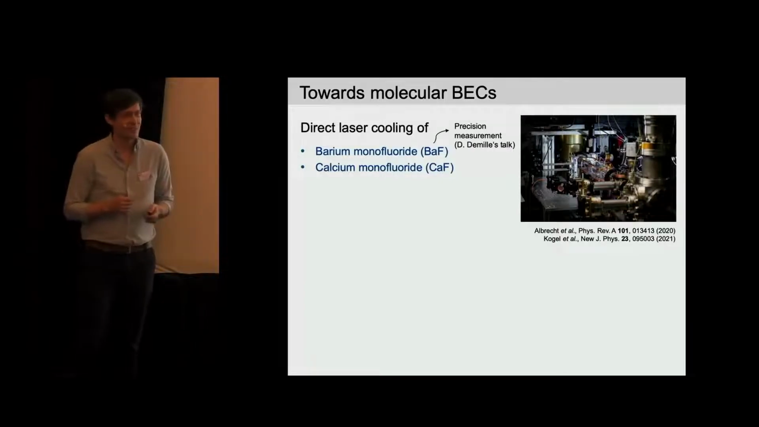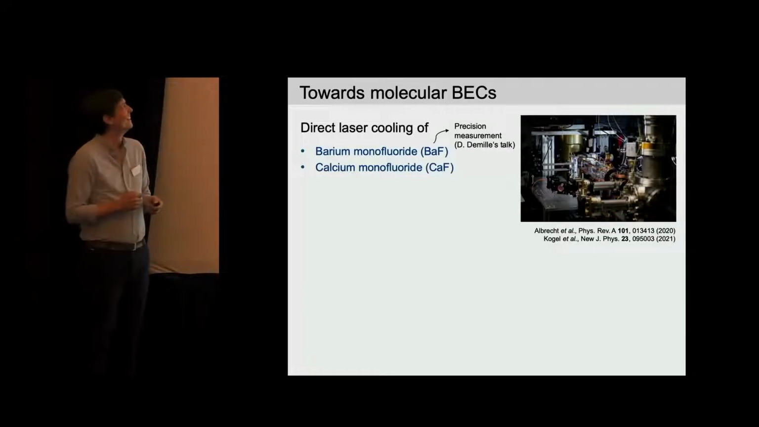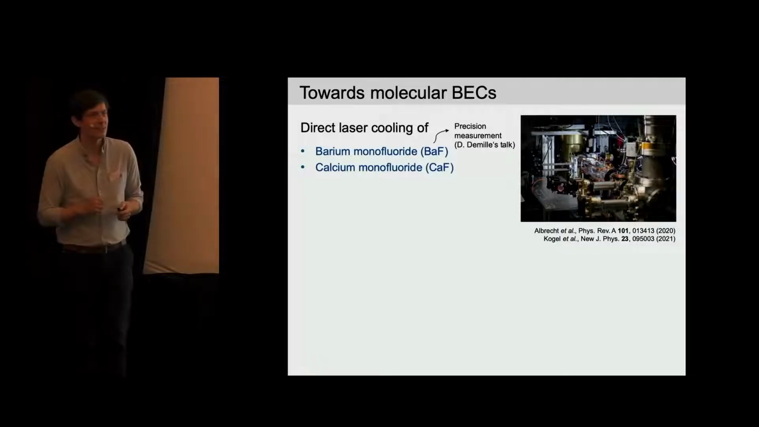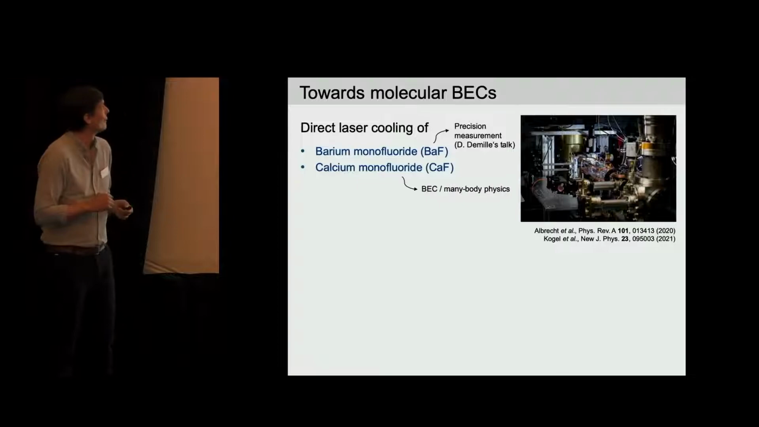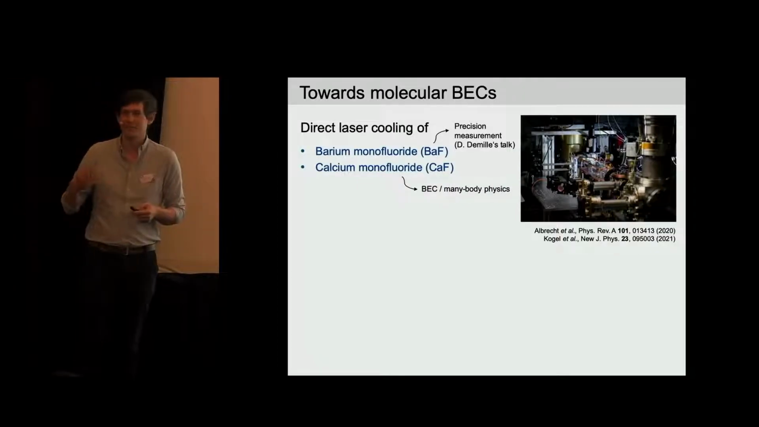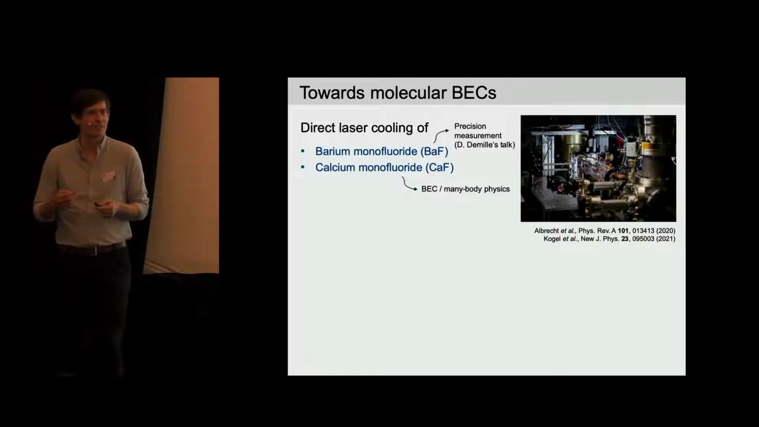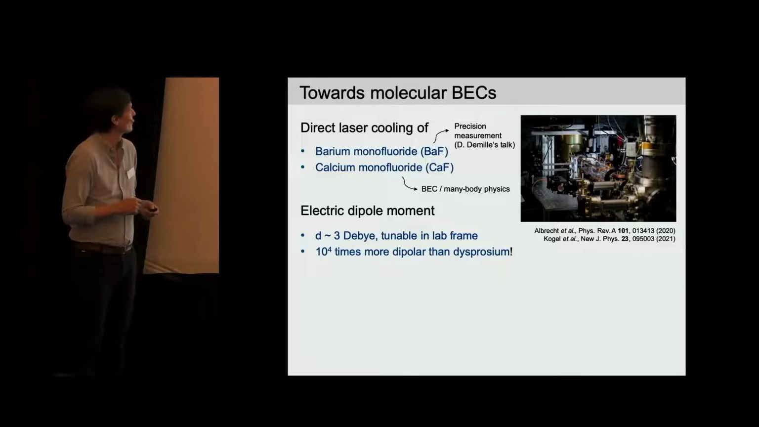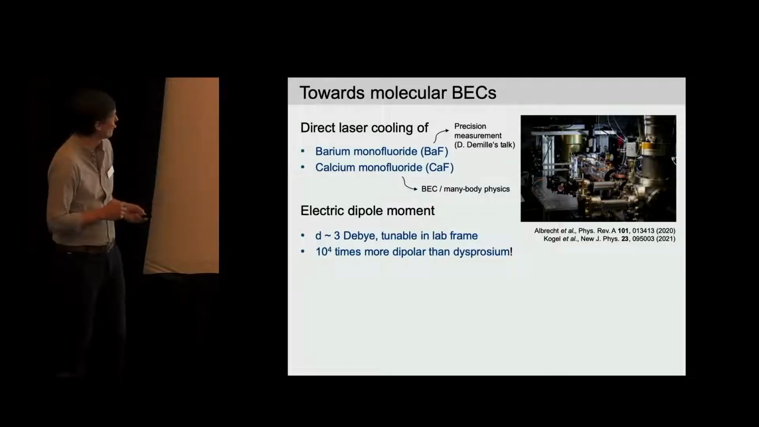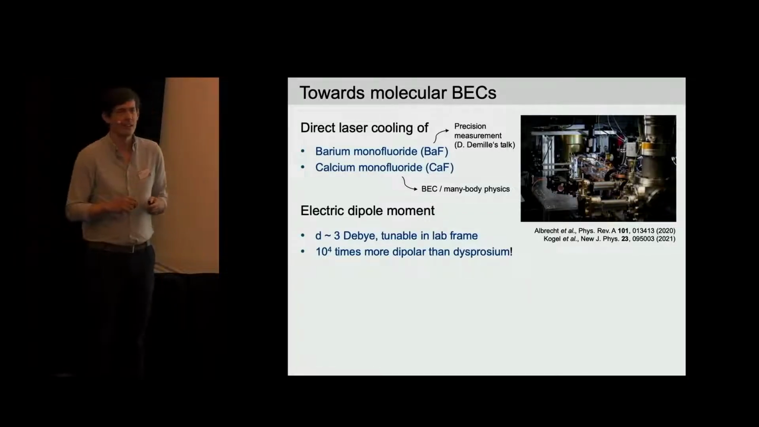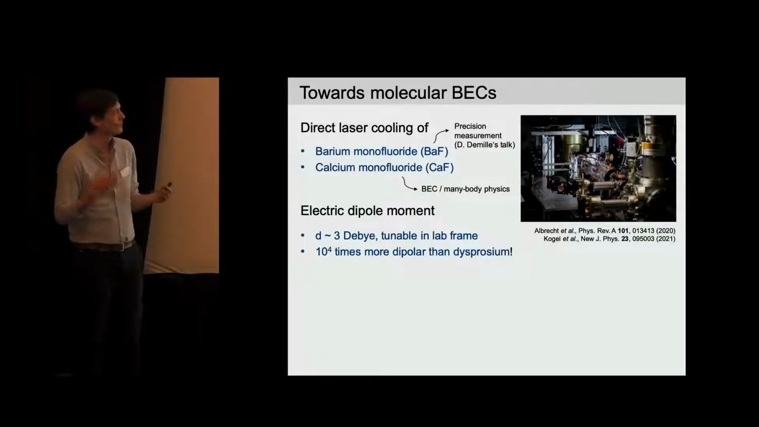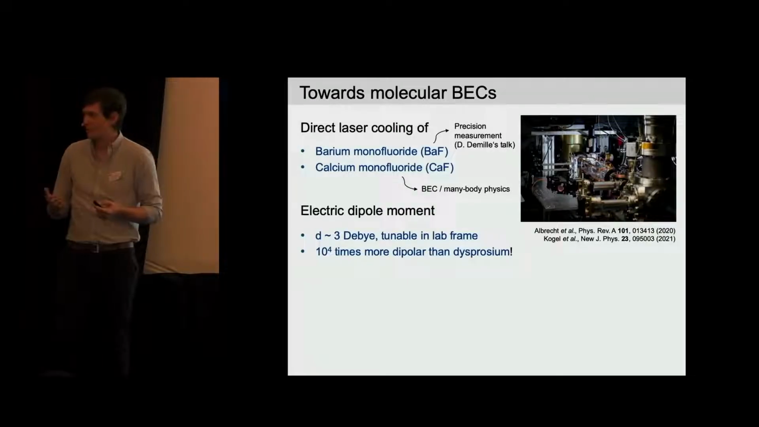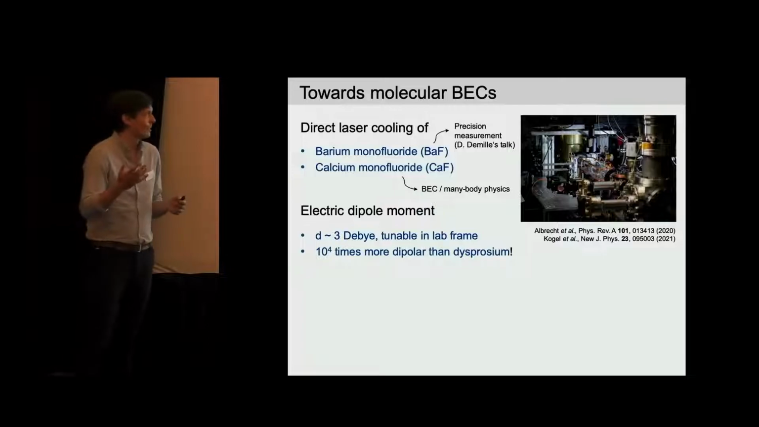Barium monofluoride is actually a very hard molecule to cool because it's very heavy, but this makes it very interesting for these kind of precision measurements that you heard about earlier today, whereas calcium monofluoride is sort of starting to be established as the new rubidium of molecules. A little bit easier to cool, hopefully, and so we're working in this direction. What all these molecules have in common is their humongously large dipole moment compared to dysprosium, and of course, tunability of this dipole or of the dipolar interactions.